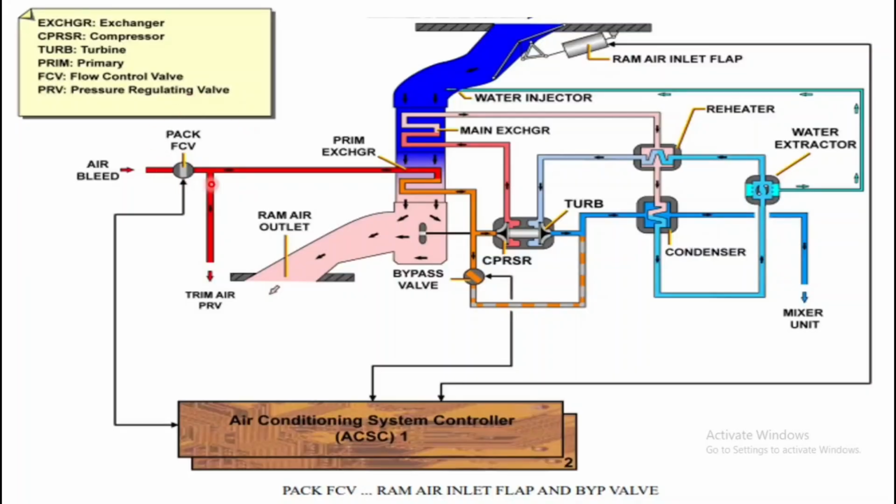The FCV valve is pneumatically operated and electrically controlled. It regulates the airflow in accordance with the signal received from the ACSC computer. This will regulate the flow. If there is no pressure upstream of the FCV, it is spring loaded into the closed condition. So this is just good to know information. The valve will be closed if there is no pressure.